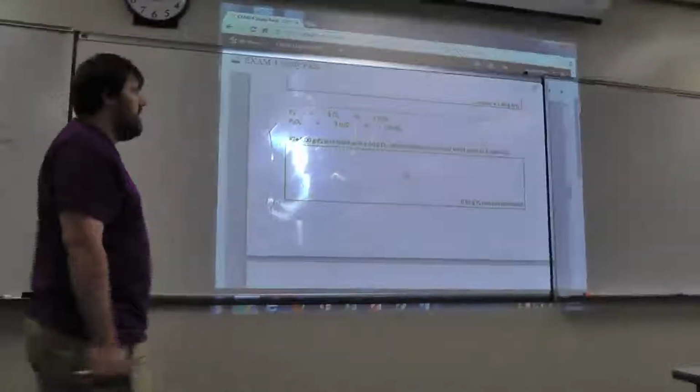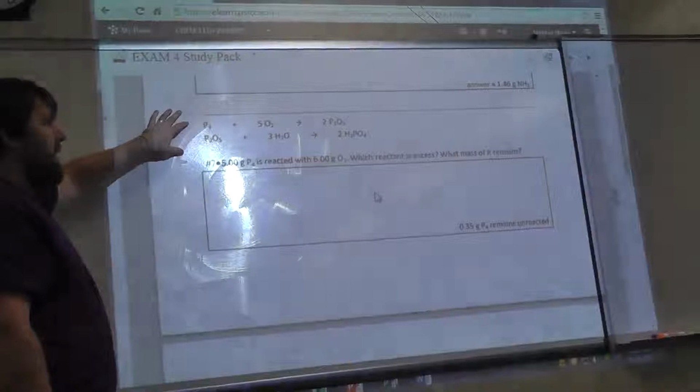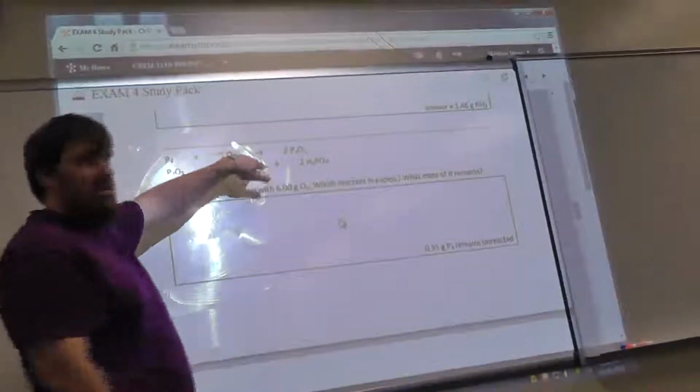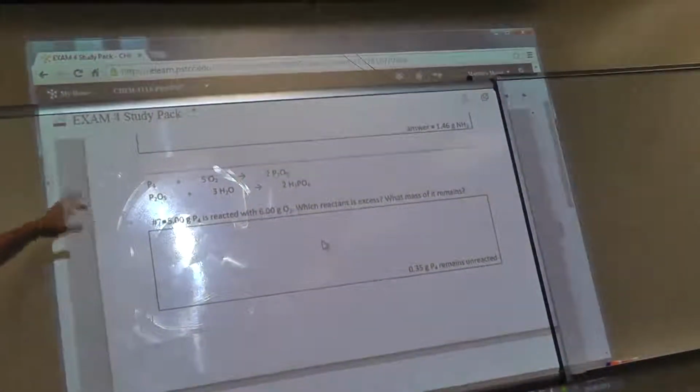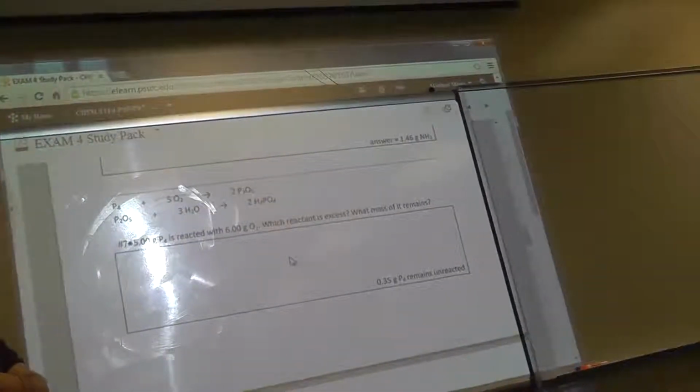Before you even start this problem, if you were given one like this on the test, you don't automatically assume this is balanced. This is, but don't automatically assume it's balanced. Even if it has some coefficients in there, don't automatically assume it's balanced.